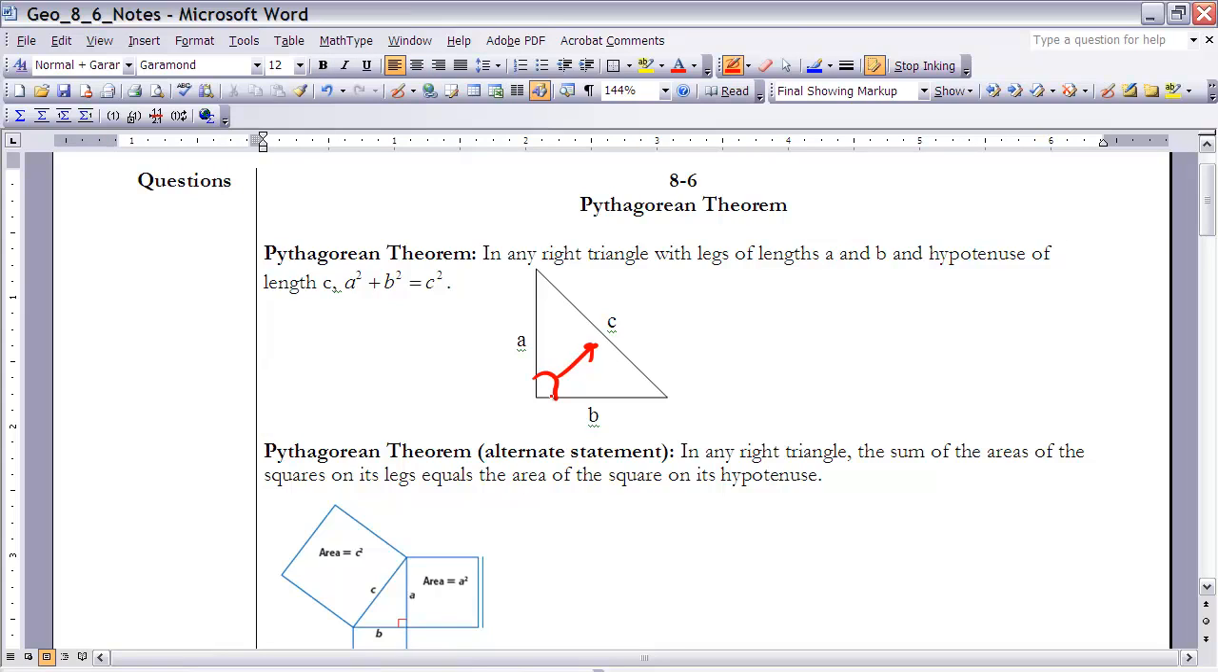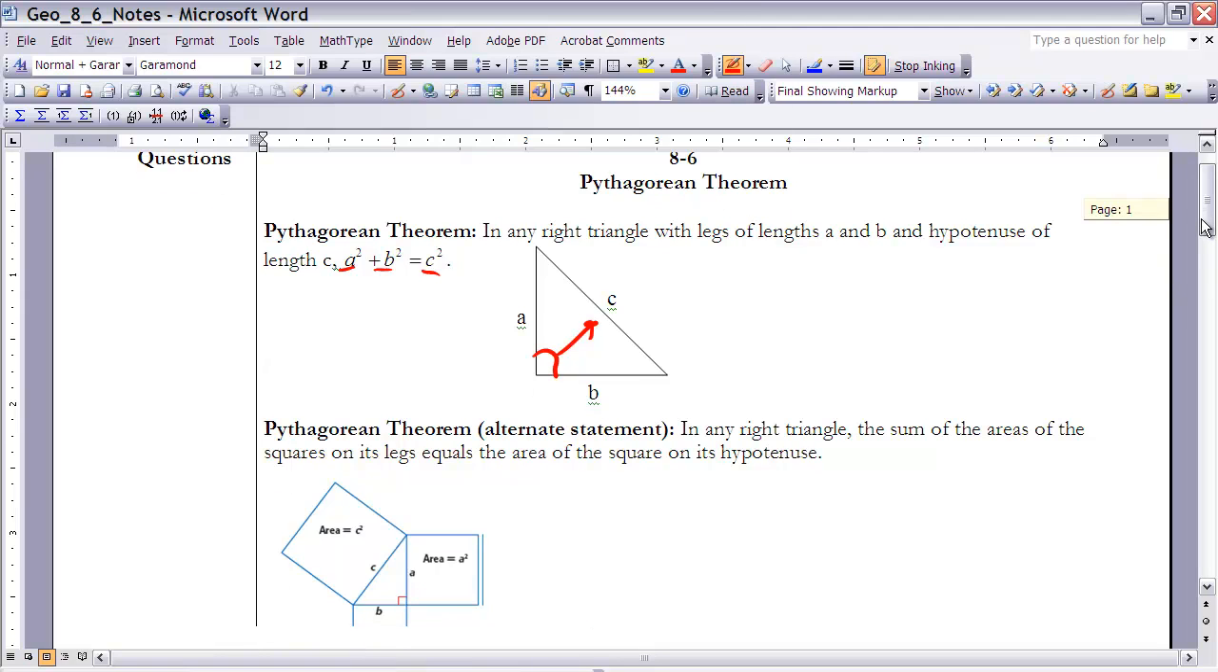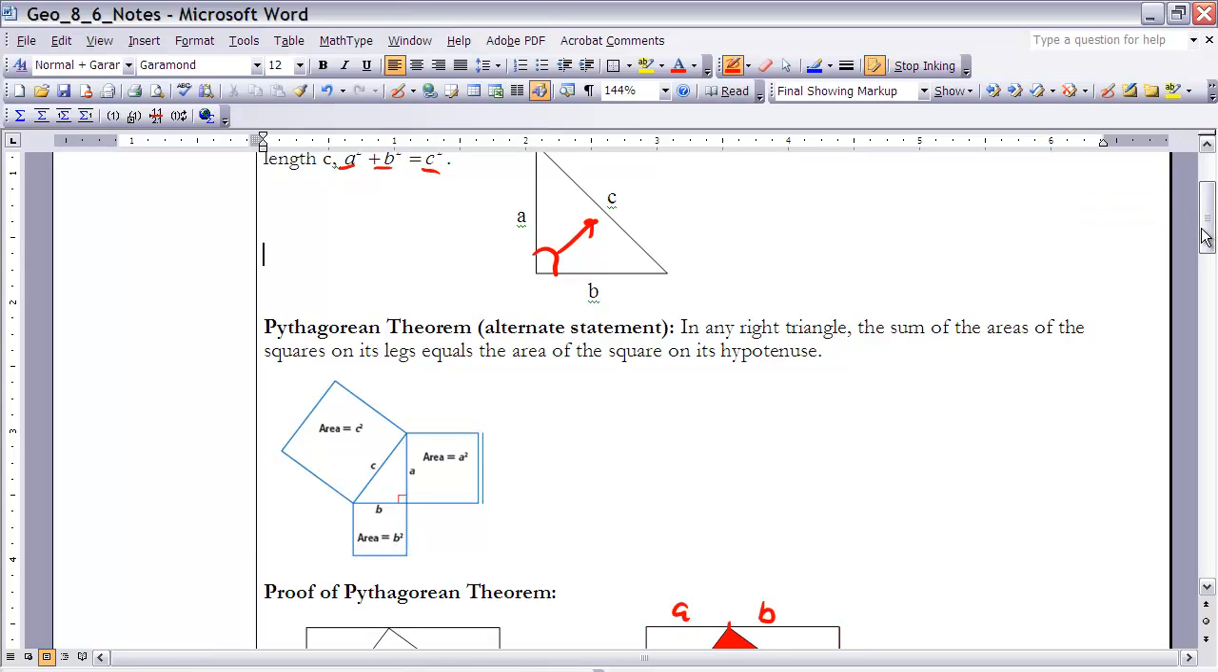Then the Pythagorean theorem says that if I square the two legs and add them together, a squared plus b squared, it will always be equal to the square of the hypotenuse. Okay. Now, there's an alternative way of looking at that, and that's looking at it from the standpoint of what the square of the legs are and what the square of the hypotenuse is.